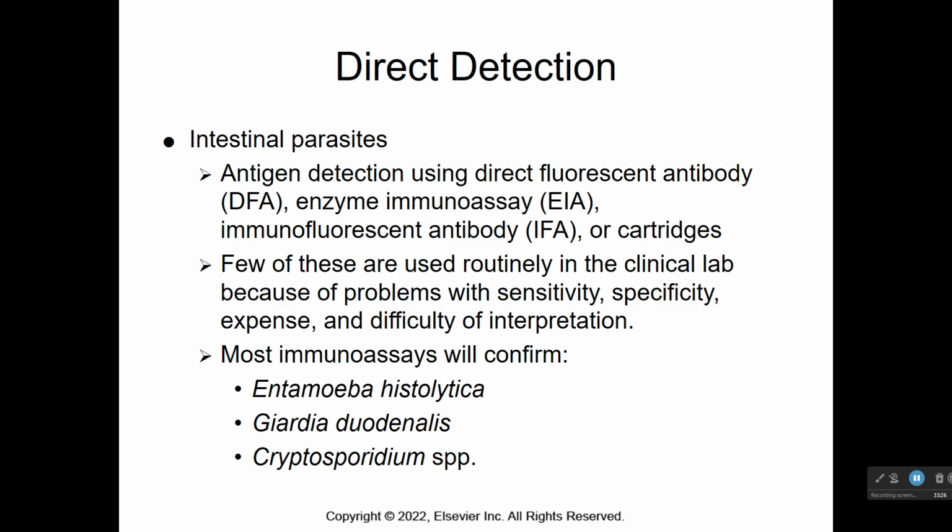Giardia and Cryptosporidium are two of our main parasitic infections we have seen in the intestines in the U.S. We do see some Entamoeba, but not a lot. But it's very easy to screen for Giardia and Cryptosporidium using one of these rapid direct detection assays. And a lot of hospitals do these.